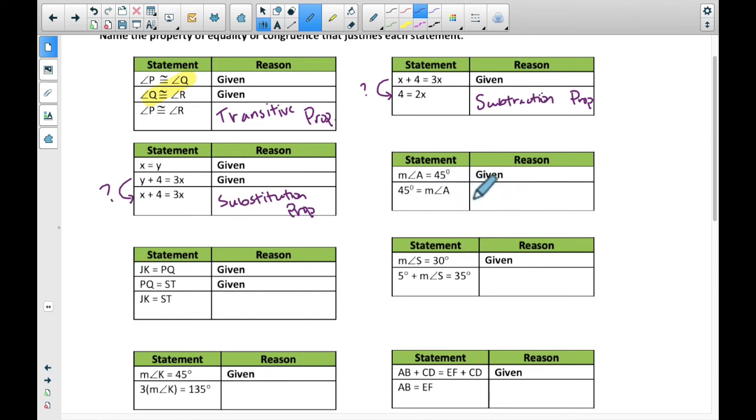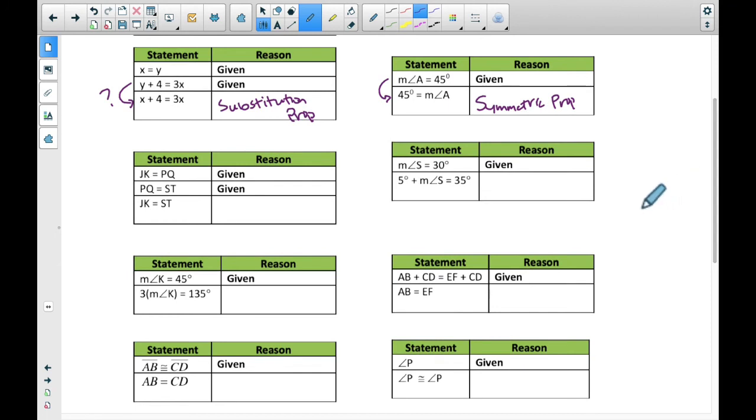All right, let's look at this one. How did we get from this step over to this step? What did we do? We just flipped it over. Which property is that? Is it reflexive or symmetric? It's the symmetric property. And again, keep your book open. Look at the page and see which one fits. And if you can flip back and forth and look, then that's going to tell you which one it is.